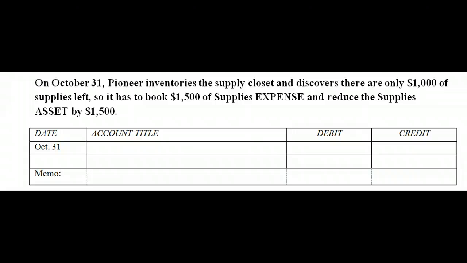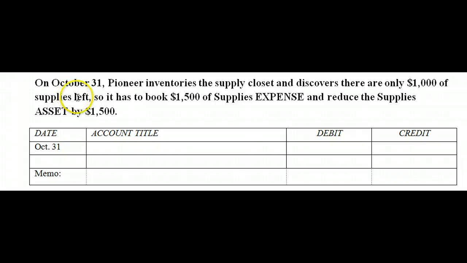Chapter 3 introduces us to adjusting journal entries. We want to get our expenses in the right month and our revenue in the right month, so we have to make some adjustments at month end. These adjustments don't involve cash, but they do involve one income statement account and one balance sheet account.